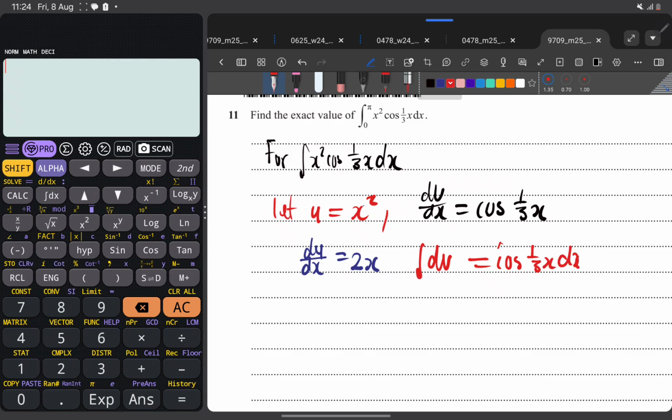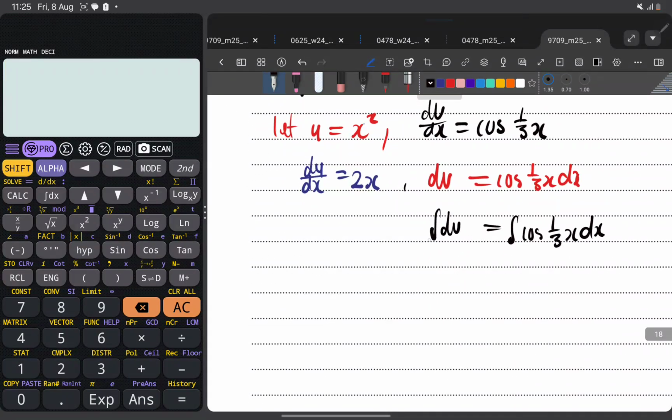Then we integrate. Okay, so you won't integrate in the same line. You then integrate to say integration of dv is equal to the integration of cos 1/3 x with respect to x. So you're integrating 1 with respect to v, you get a v. This is going to be equal to the integral of cos 1/3 x.